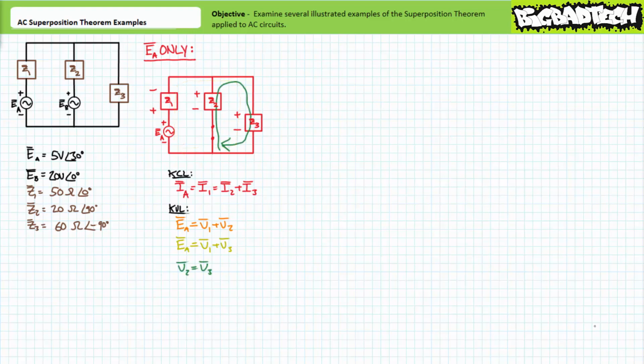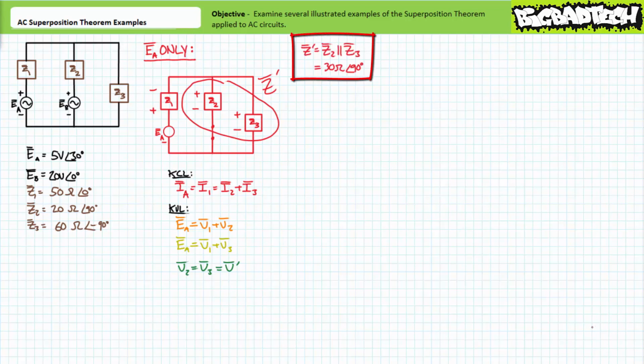Finally, a Kirchhoff's voltage law analysis of this third loop in green illustrates V2 equals V3. These analyses imply that impedance elements Z2 and Z3 are in parallel with one another, a simplification I'm calling Z single prime. Z2 and Z3 taken in parallel present an impedance of 30 ohms at an angle of positive 90 degrees. Impedance element Z1 and our combined impedance Z single prime are in series with one another.